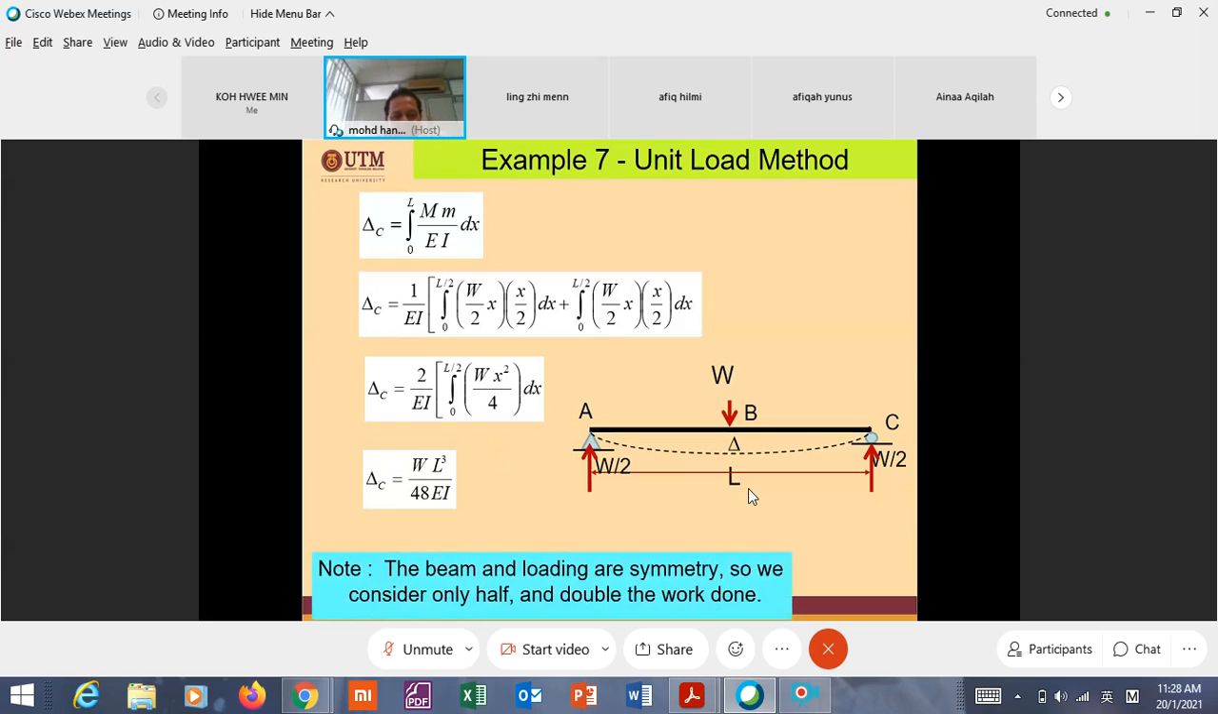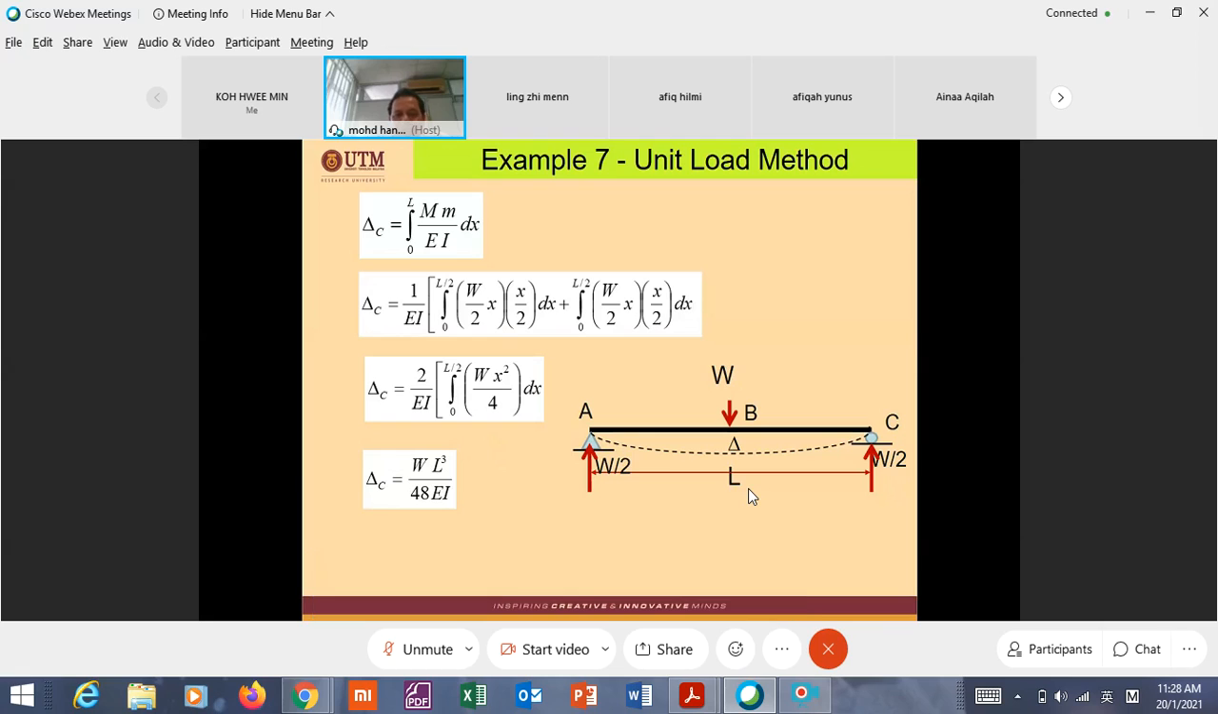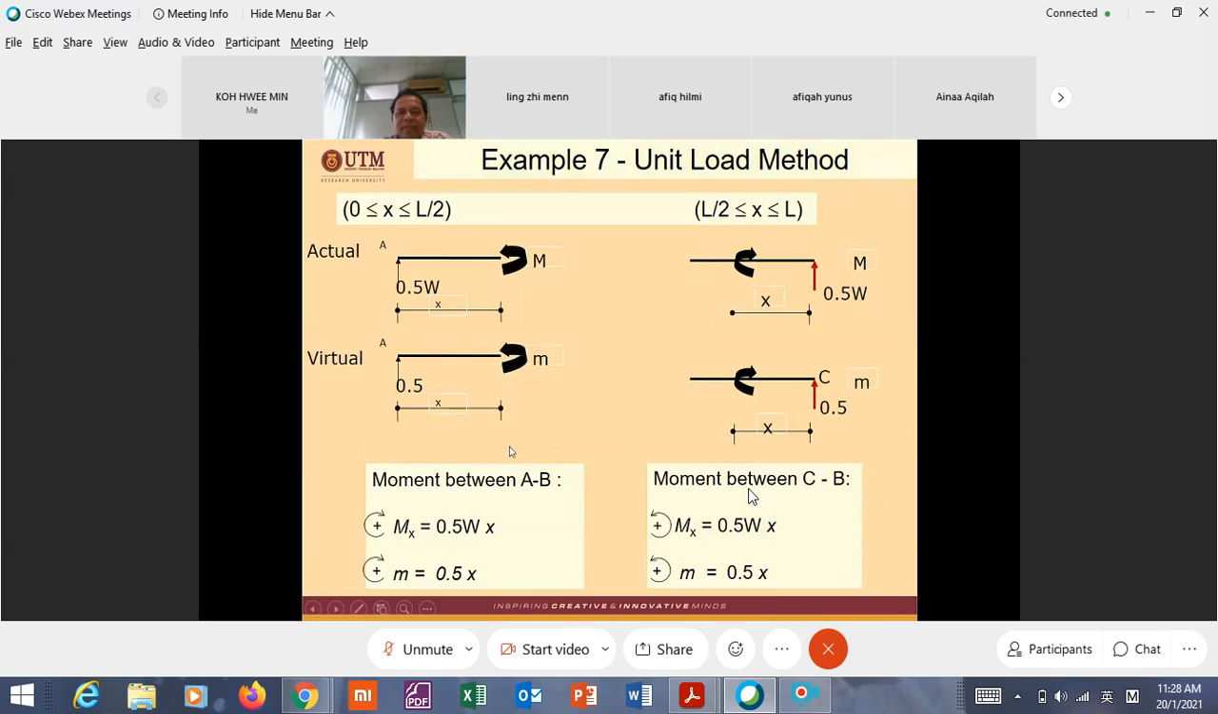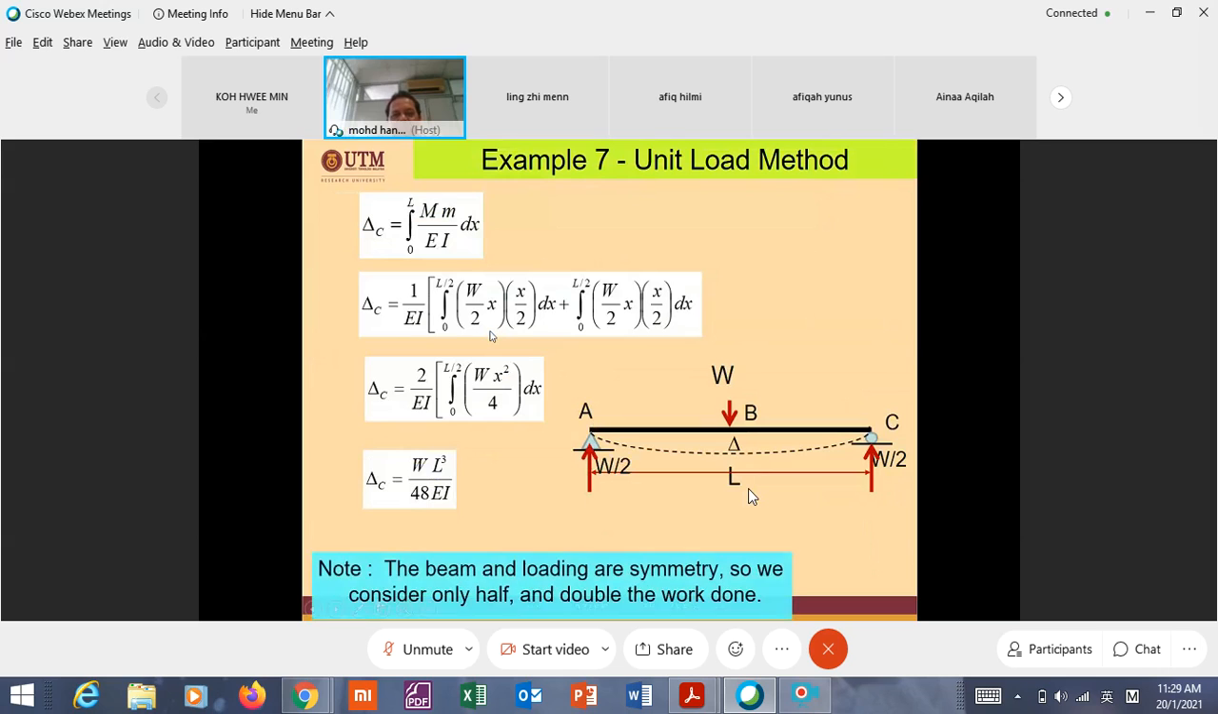As I mentioned just now, the beam and loading are symmetric, so we consider only half and double the work done. So actually, this part you can just neglect, because this part and this part are equal.